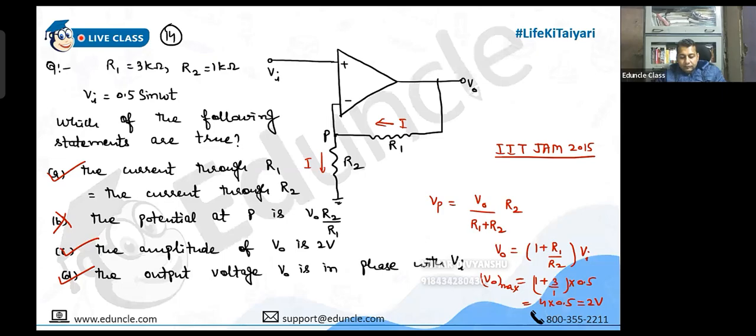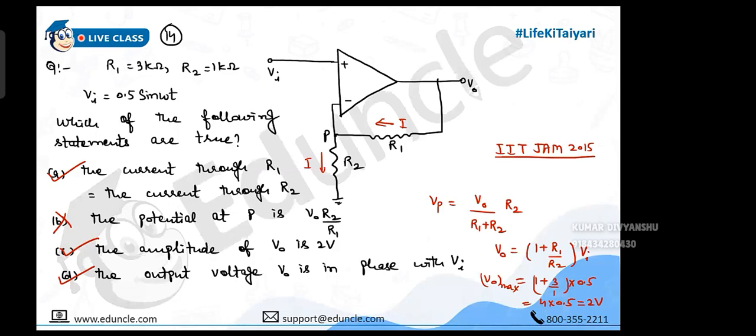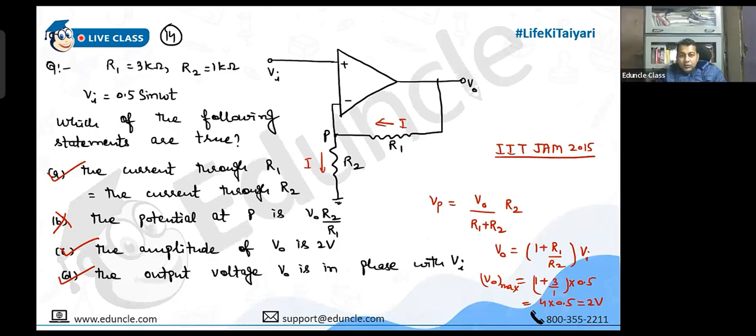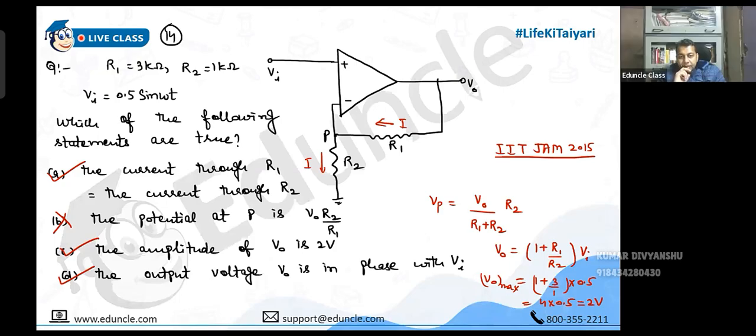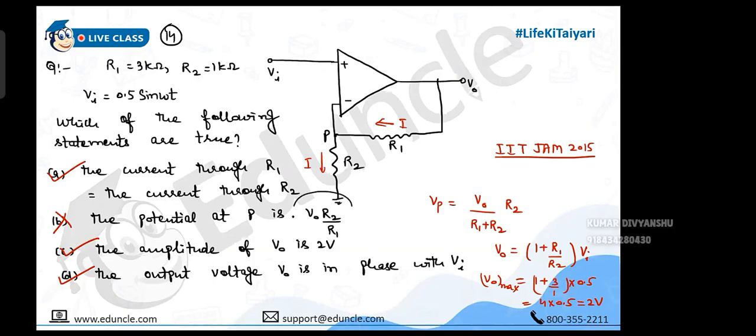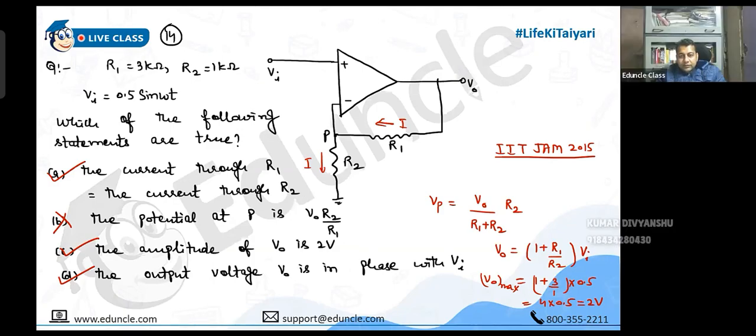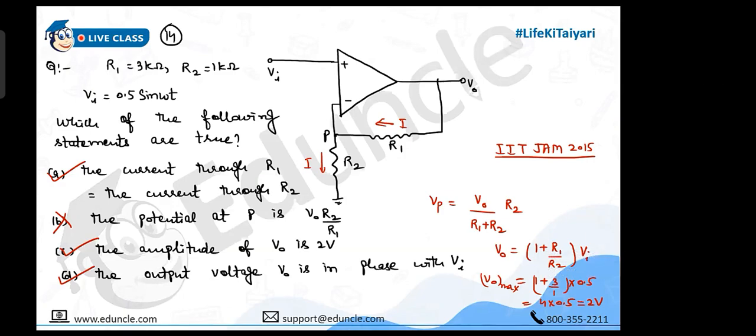Clear? Sir, will VP not be equal to VI? VP equal to VI, yes, you can do. Then what is the use of that? They are asking with respect to output and R1 and R2. So you have to get VP with respect to this circuit only. Obviously, it is going to be equal to VI. But VI is also unknown, no? Clear?